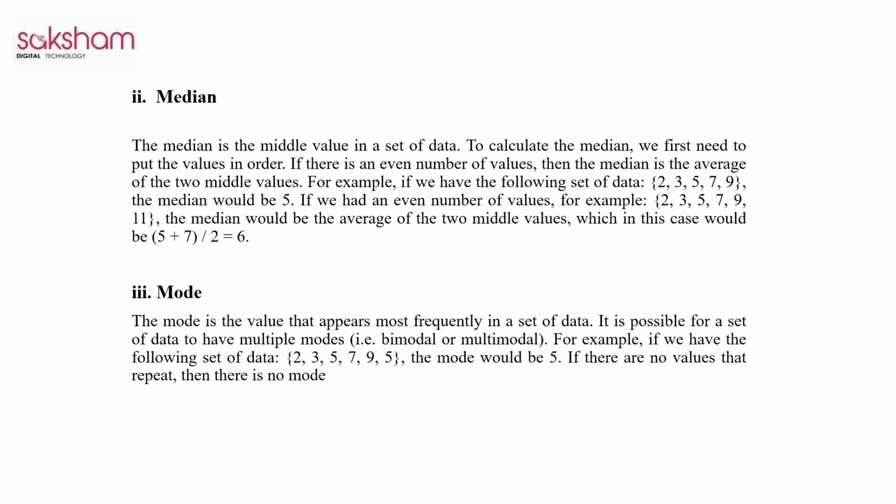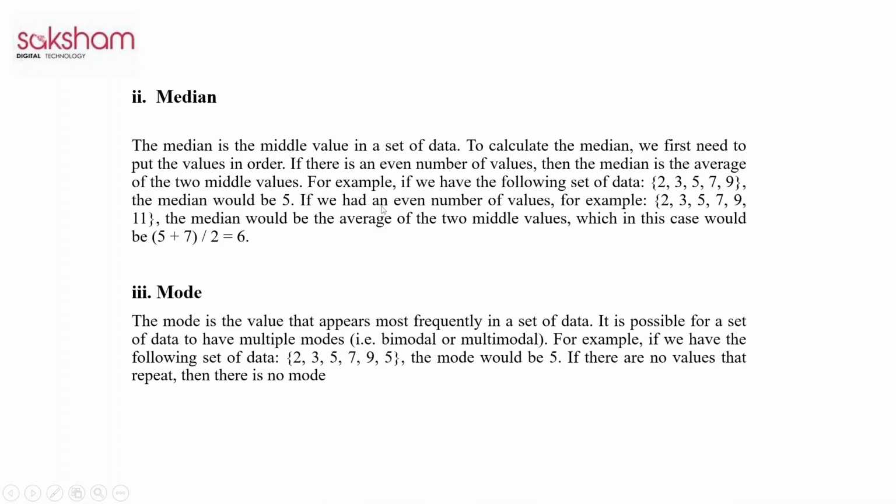After this we have the median value. The median is the middle value in a set of data. To calculate the median, we first need to put the values in order. So we are sorting the data in finding the median. If there is an odd number of values, for example, if we have the following set of data like 2, 3, 5, 7, 9, the median would be 5. You can see we sort the data and decide this is our median.